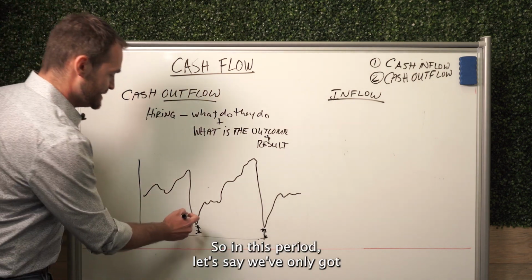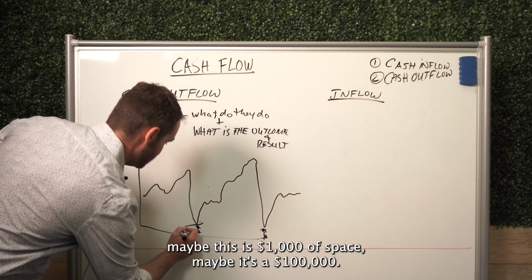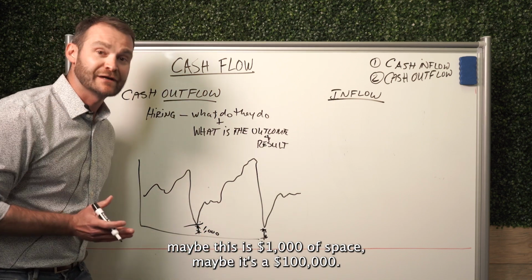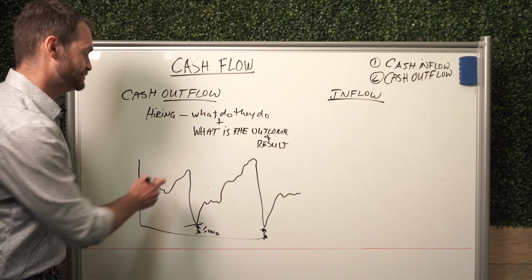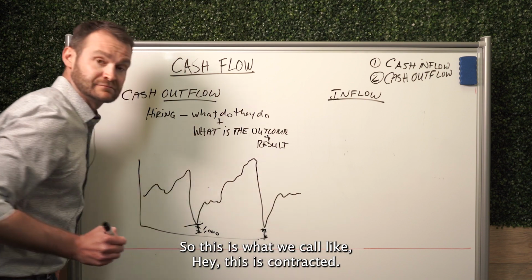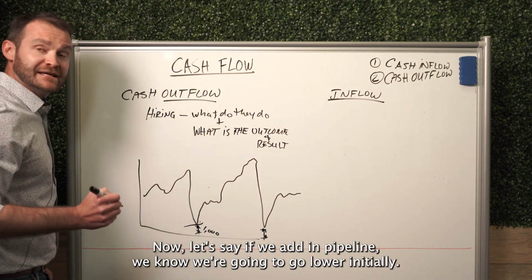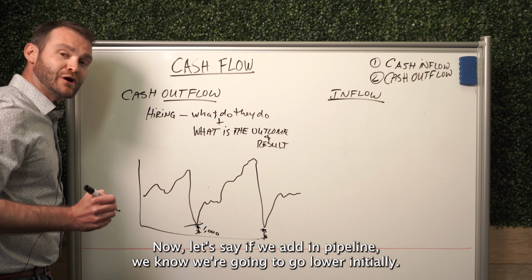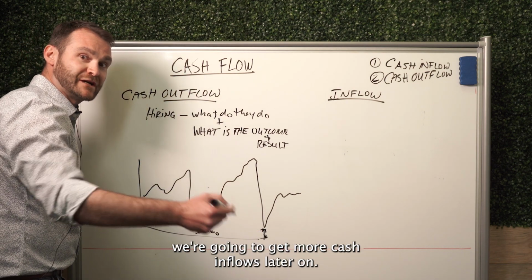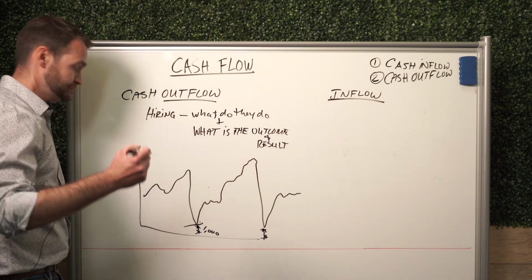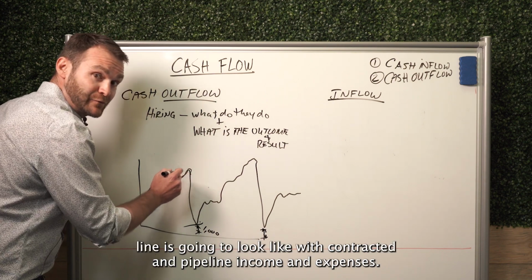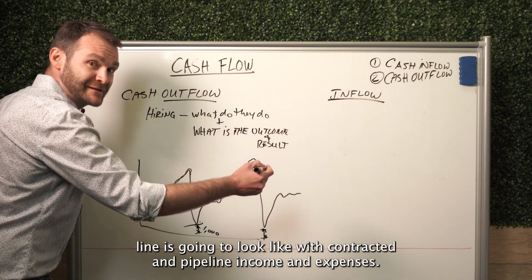So at this period, let's say we've only got maybe $1,000 of space. Maybe it's $100,000. I don't really care. Just go with me on the example here. This is when we haven't hired someone, so this is what we call contracted. Now let's say we add in pipeline. We know we're going to go lower initially, but because we've added a revenue generating role, all of a sudden we're going to get more cash inflows later on. So we're going to play it out. Here's what the cash line looks like with contracted and pipeline income and expenses.